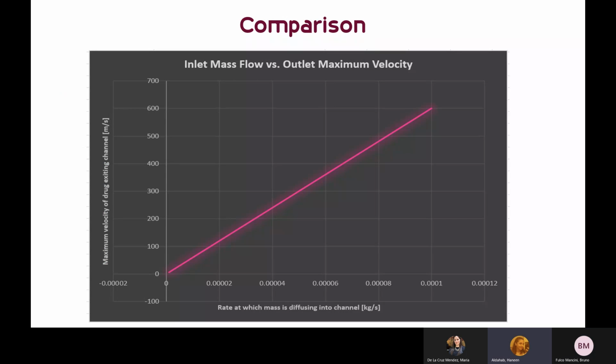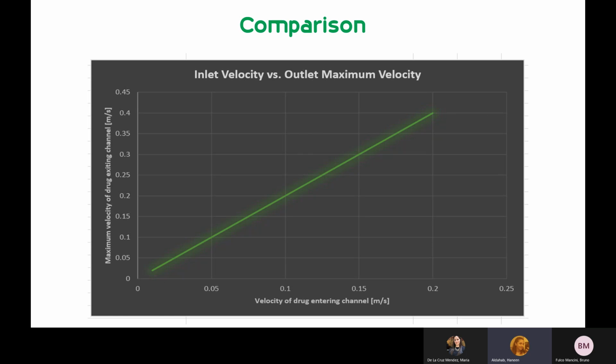So here in the next few slides, we plotted a few results from many different simulations that we performed. In the first one, we see the inlet mass flow versus the outlet maximum velocity. As we see, it's a linear relationship; they are directly proportional to each other. So when we decreased the mass flow by a factor of 10, we decreased the maximum velocity by a factor of 10 as well.